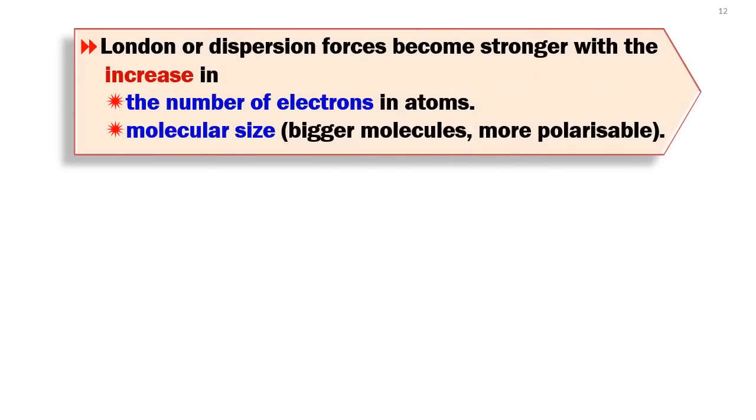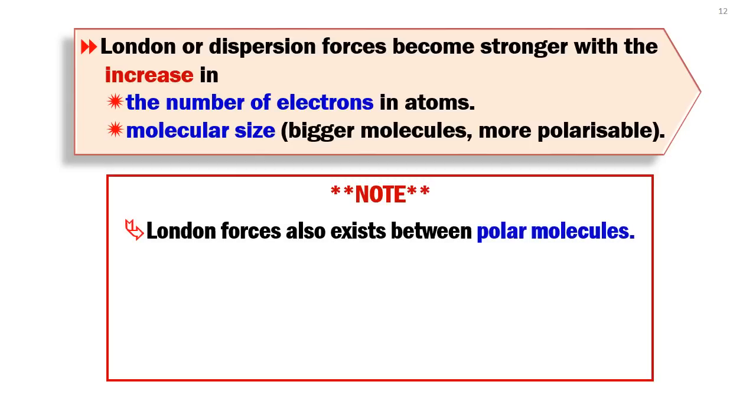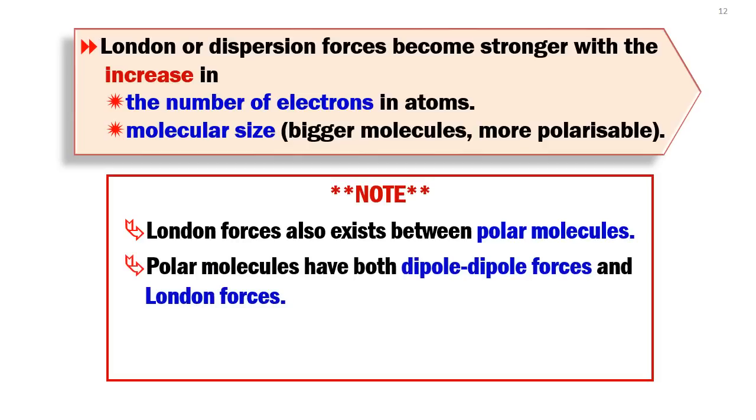London or dispersion forces become stronger with the increase in the number of electrons in atoms and the molecular size. Bigger molecules, more polarizable. And we have a note here. London forces also exist between polar molecules. Earlier on, when we elaborated on London forces, we focused more on nonpolar molecules. But bear in mind that London forces also exist between polar molecules. Polar molecules have both dipole-dipole forces and London forces.